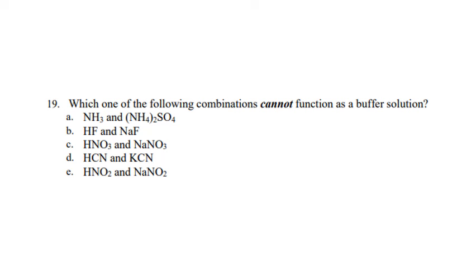Okay, so this question is: which one of the following combinations cannot function as a buffer solution? You should know a buffer solution means it should be a combination of a weak acid and its salt, or a weak base and its salt. Here NH3 is a weak base and its salt is here, so it can be a buffer. Let me check the other one. HF is a weak acid and this is its salt, so it can be a buffer.